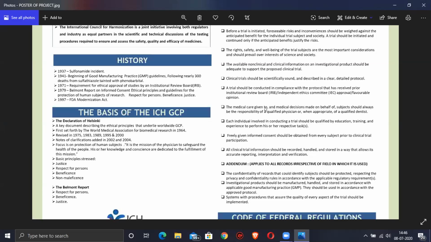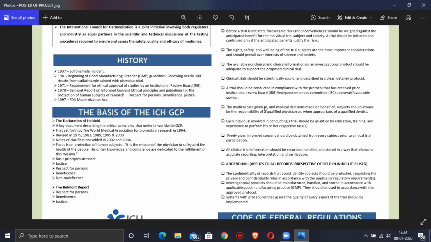The medical care or the medical decisions made on behalf of the subject should always be the responsibility of a qualified physician or, when appropriate, a qualified dentist. Each individual involved in conducting a trial should have experience in education and training, and should be experienced enough to perform his or her respective task.